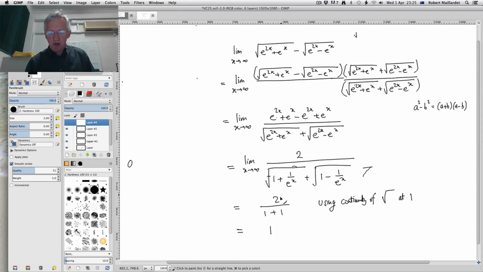So I'm left with a 2 on the top. When I evaluate the limit on the bottom, I'm using the continuity of the square root function. The limit of the square root is equal to the square root of the limit, and I use the fact that e to the x tends to infinity as x tends to infinity, so 1 over it tends to 0, so I end up with a limit of 1.